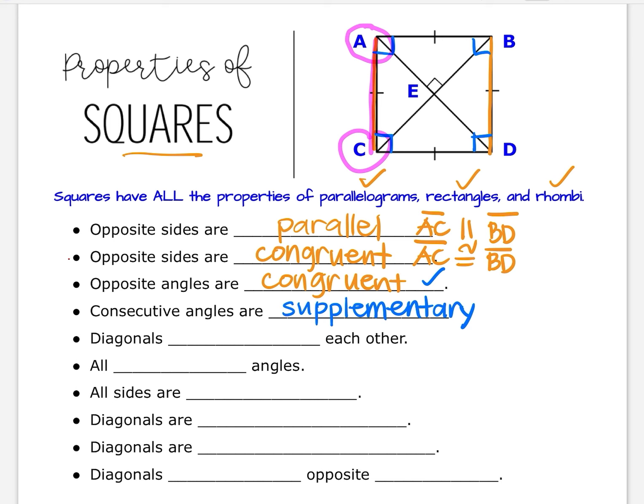The next property is that diagonals bisect each other. So bisect each other, that simply means that the diagonal CB bisects segment AD. So each of these diagonals divide each other equally. So that means they have equal measures.